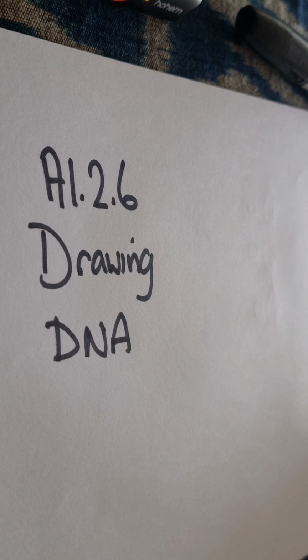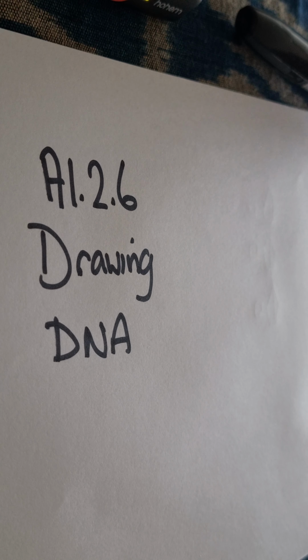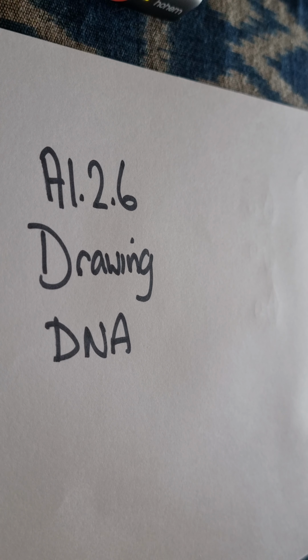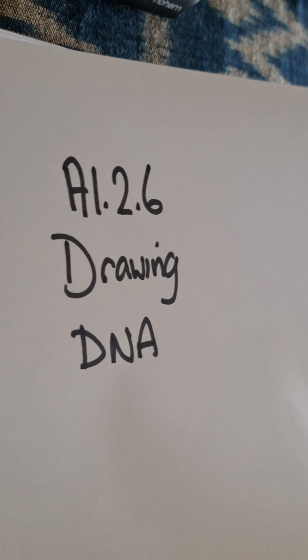Addressing syllabus statement A1.2.6, the student needs to be able to draw an annotated diagram of the structure of DNA. We are not required to produce the helical shape. We can draw a simpler diagram than that. I'll show you a method of doing so, trying to keep it neat and tidy.